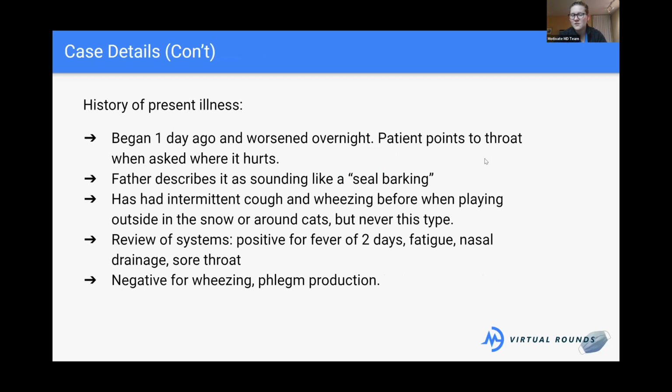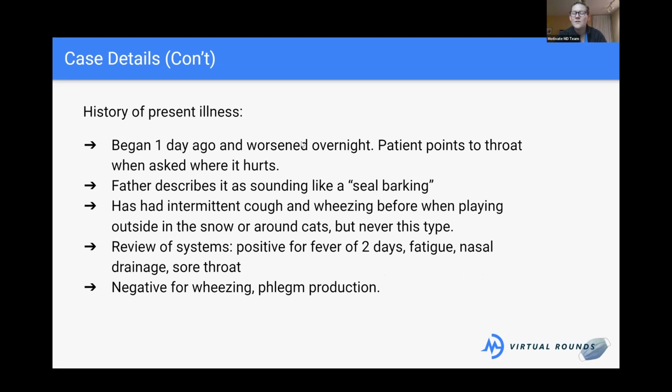So this is great information for the subjective part of the note. We find out that this cough began 1 day ago, and overnight, so this is like 3 a.m. at nighttime, it's gotten a lot worse. And this patient, who's only 3 years old, when we ask him, does anything hurt? He points to his throat. He's not really wanting to chat with us, which is pretty normal in kids.